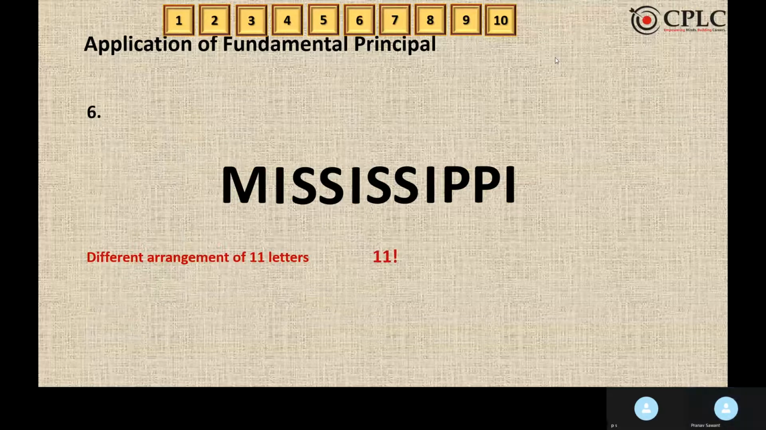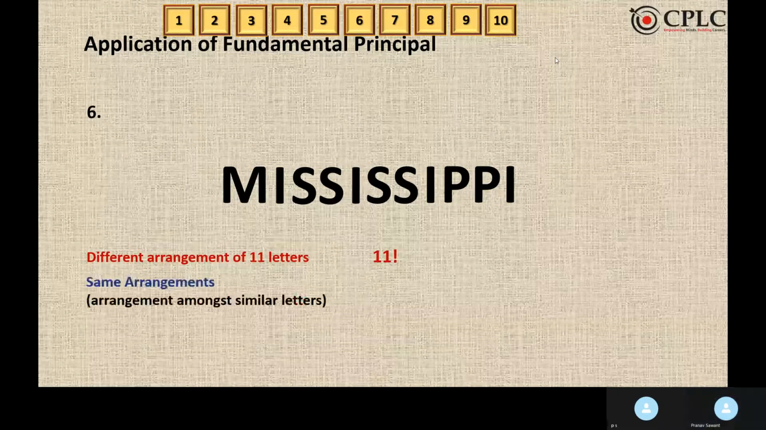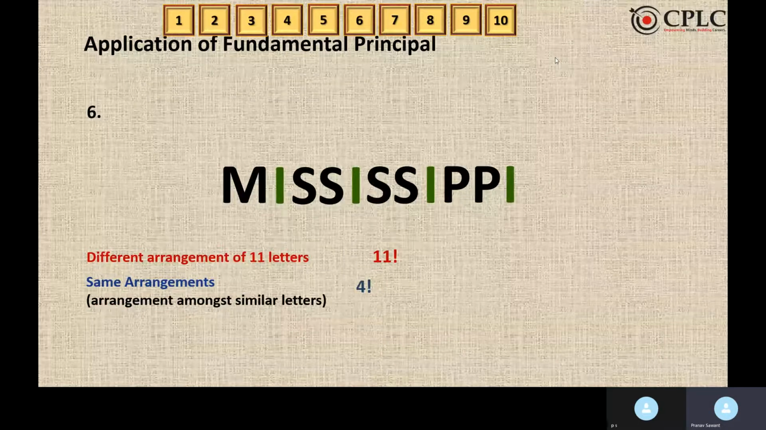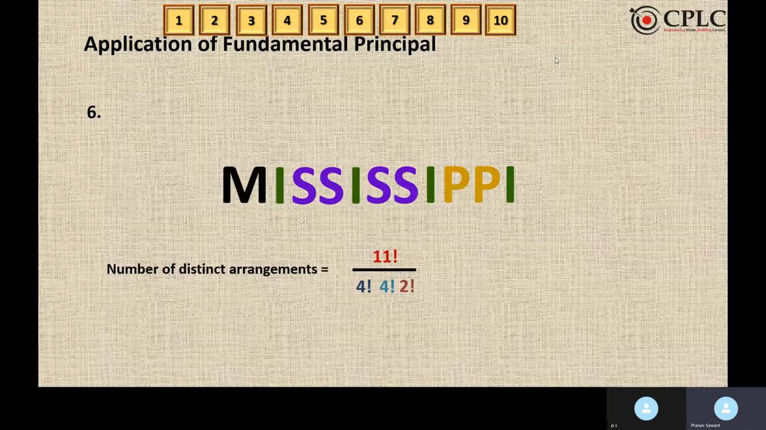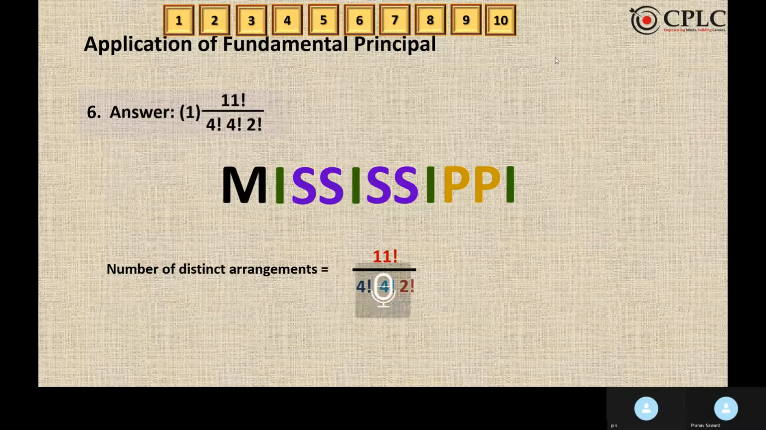Now, we also have some common letters over here, so we'll take out all the similar arrangements. There are 4 I's repeated, so we'll take out the repeating part, 4 factorial. 4 S's, so again 4 factorial, and 2 P's, so 2 factorial. So it is going to be 11 factorial upon 4 factorial into 4 factorial into 2 factorial. Hence option 1 is going to be the final answer.